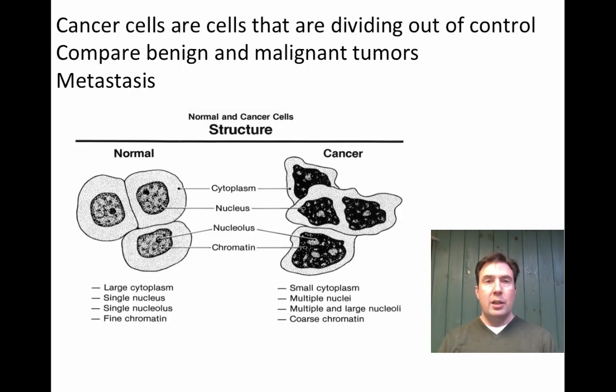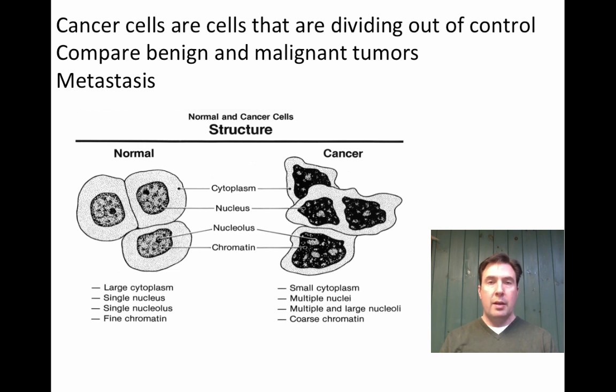All right, one of the connections we like to make when we talk about the cell cycle is what could happen when the cell cycle goes out of control, and that is what we frequently call cancer. So cancer cells are cells that are dividing out of control, and when the cells get out of control, they end up forming tumors.